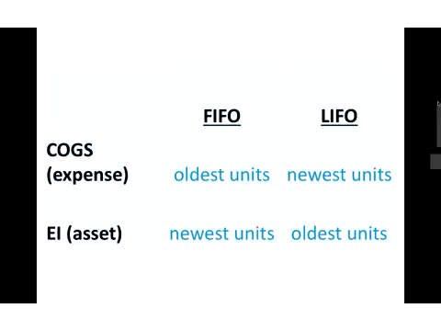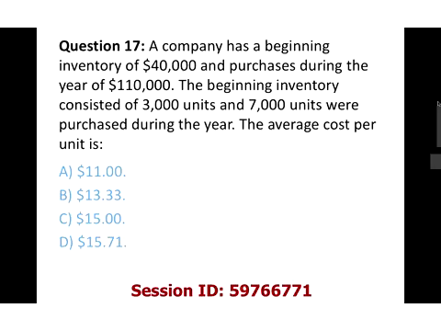Okay, so we're going to move on here. Now, we have a question. I've not sent this out yet because I want to work through this with you, and then I'll send it out. So let's talk about this. A company has a beginning inventory of $40,000 and purchases during the year of $110,000. Before I go any further, in my notes, I would write BI, $40,000, and purchases $110,000. So then you know your total cost of goods available for sale is $150,000. So this should be written down somewhere: total cost, $150,000.